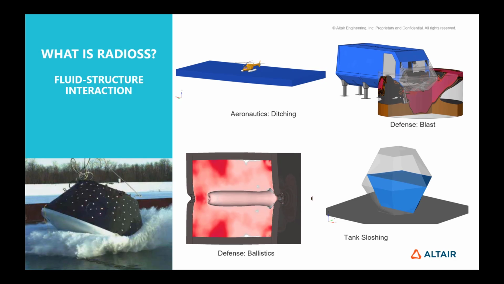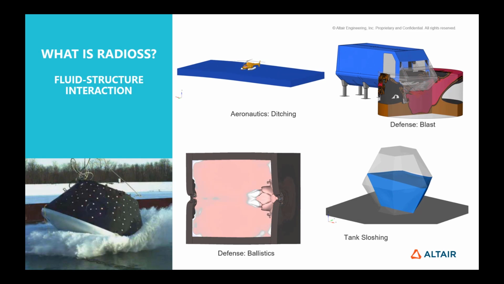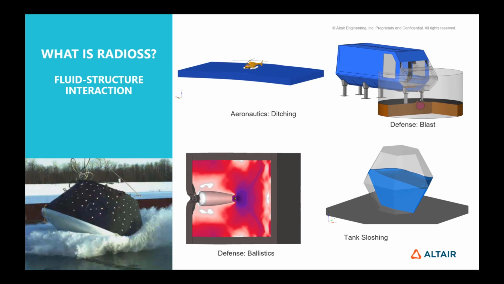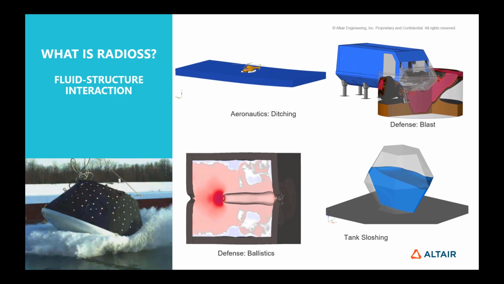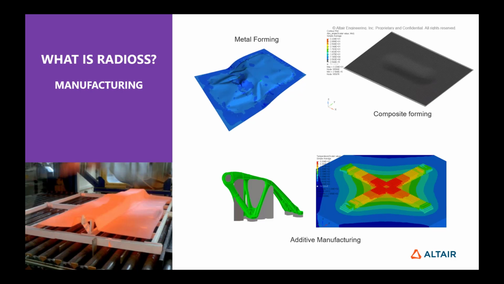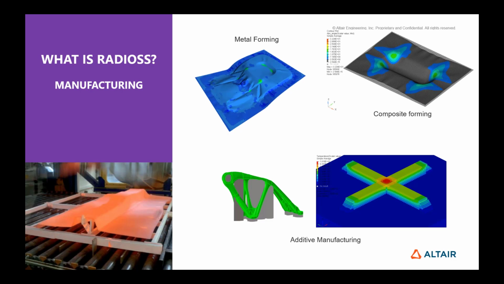Other applications of Radioss are the ones based on fluid structure interactions, such as ditching in aeronautics, sloshing of tanks, blast or bullet effects for defense industry. Finally, Radioss can be used to simulate manufacturing processes, metal stamping, composite forming, or additive manufacturing.